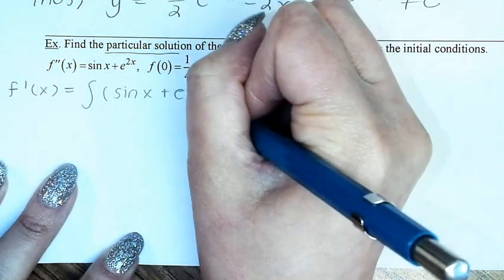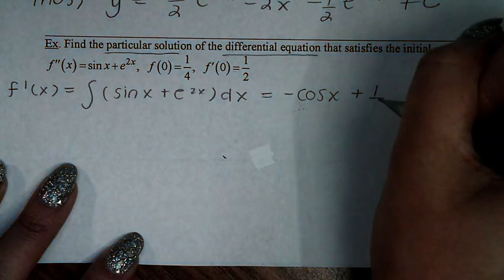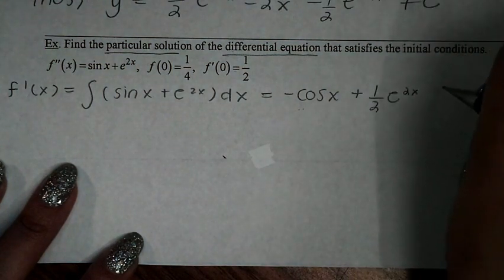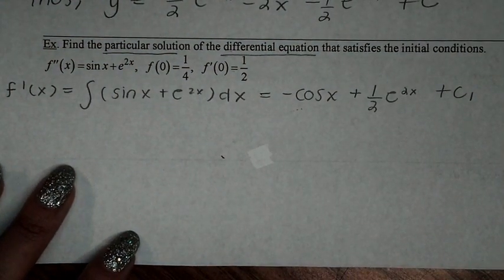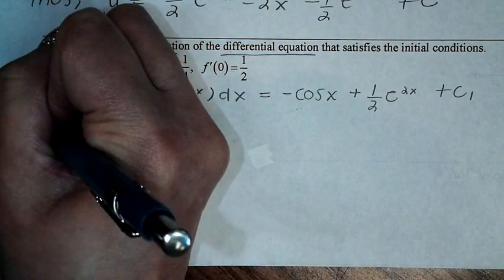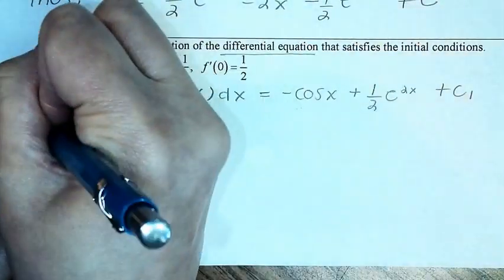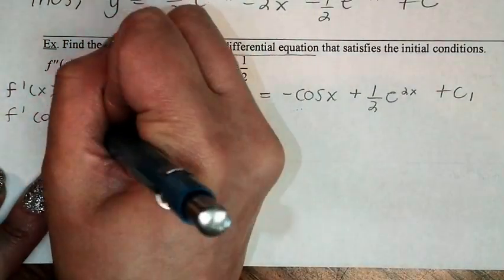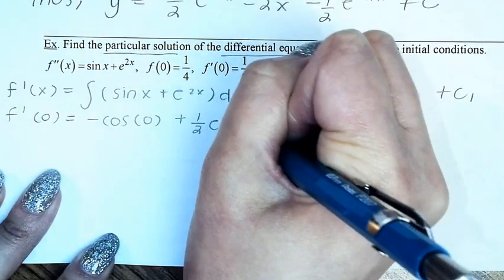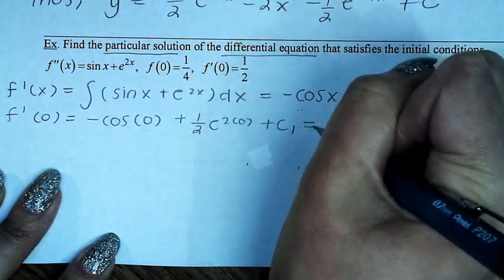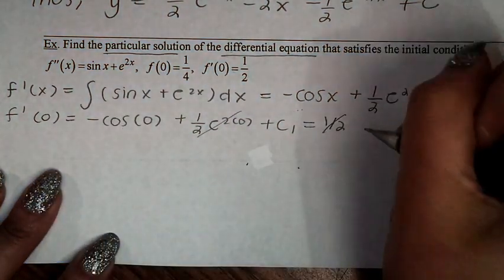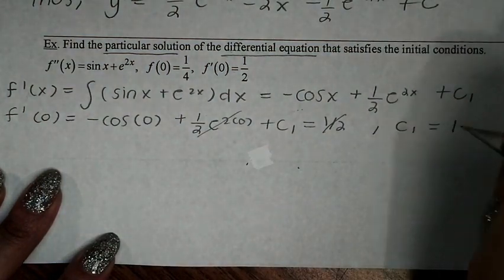Then the integral of e to the x, you know from the previous problem, is e to the x, plus, I'm going to call it c1. Over here, what you're going to do is replace the x for the value that was given to you for the first derivative, in this case 0. So plug the 0 in the cosine, and then you have 1/2 e to the 2 times 0 plus c1, and that must be equal to 1/2. This is 1/2 and 1/2, they cancel, this is negative 1. So you have that c1 is going to be equal to 1.